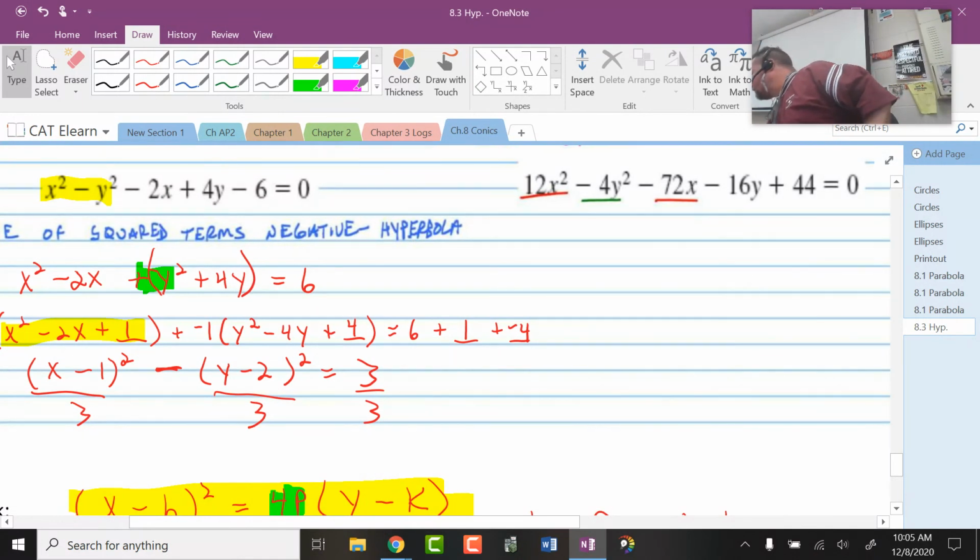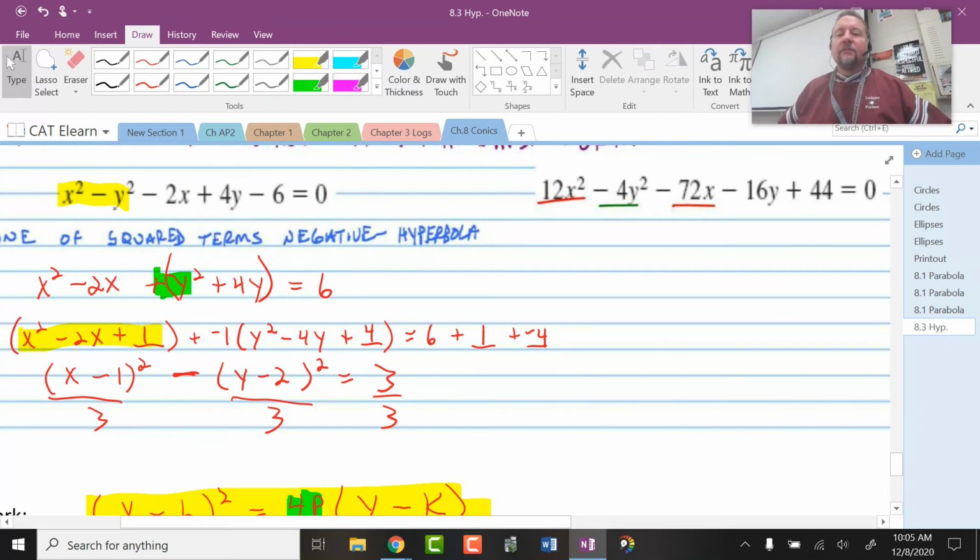Student number 4: 1, 2, 3, 4, Brianna. Nice. When I group these together, what do I have to pull out? What do I have to factor out?